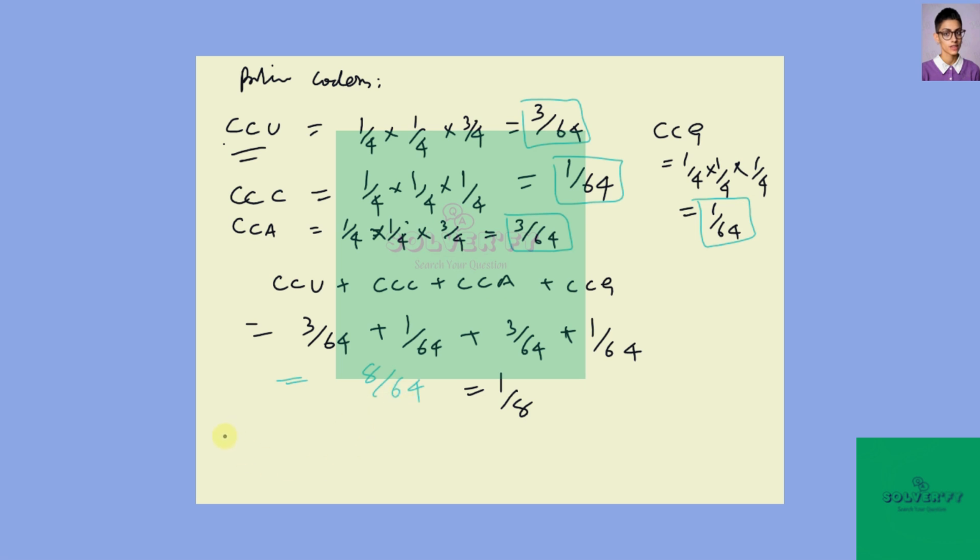So the proportion of amino acids that will be proline is 1 by 8. So the proportion of amino acids which contain proline is 1 upon 8.